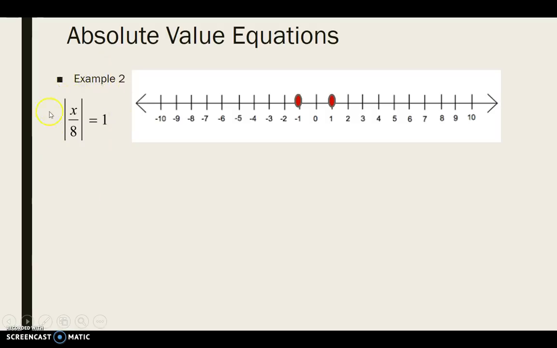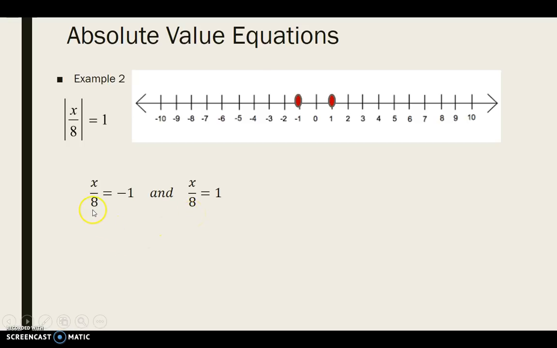This one is the absolute value of x over 8. The absolute value of x over 8 is equal to 1. In other words, the expression x over 8 is 1 unit from 0. So that means that the expression x over 8 could either equal negative 1 or 1. So we will say that x over 8 can equal negative 1 and x over 8 can equal positive 1. But there's a little bit more work to do in order to get the value of x.